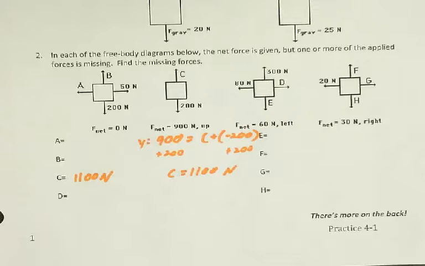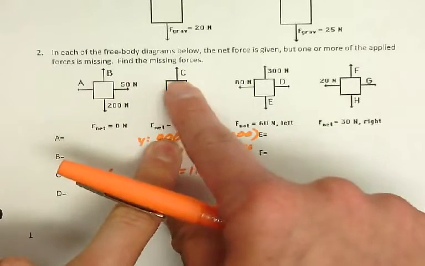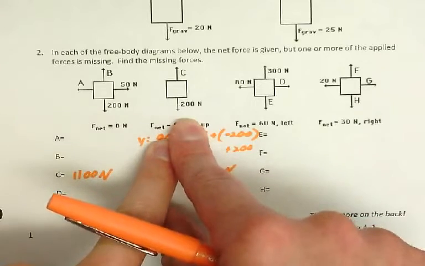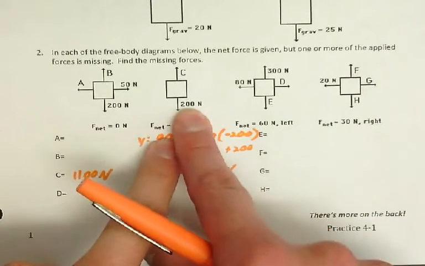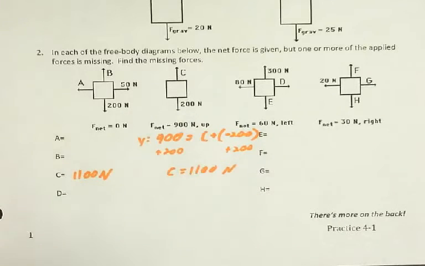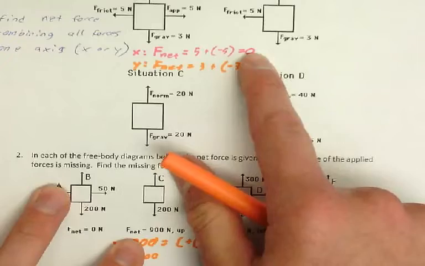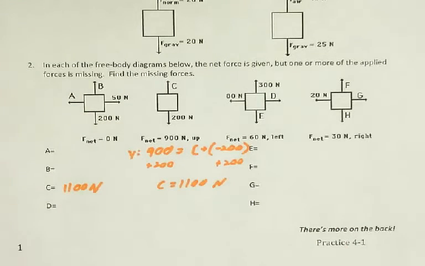Now, there's another way that you can think about this. If the net force is 900 up, that means C is 900 more than down. Okay? So C is 900 more than 200. So what's 900 more than 200? 1100. So that's another way to figure that out. But all you're doing on the front page is you're either figuring out your net force if you don't know it, and if you do know the net force, you're figuring out what the missing value is.